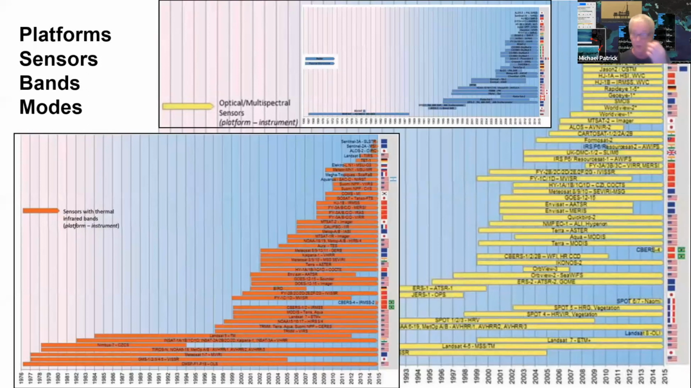The hardest thing for a beginner is the immense number of platform sensors, the bands of those sensors, and the modes that they operate in. And this picture is like 2015. This is already 10 years out of date. So wading through this is a non-trivial task.